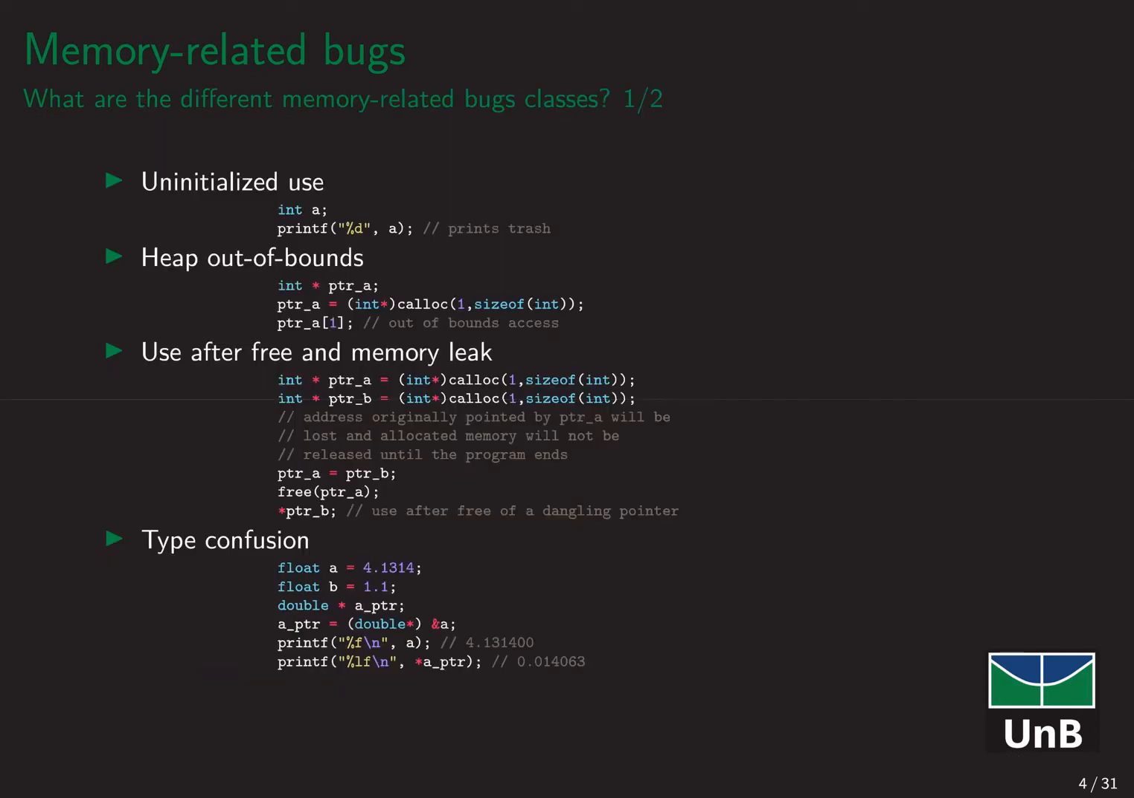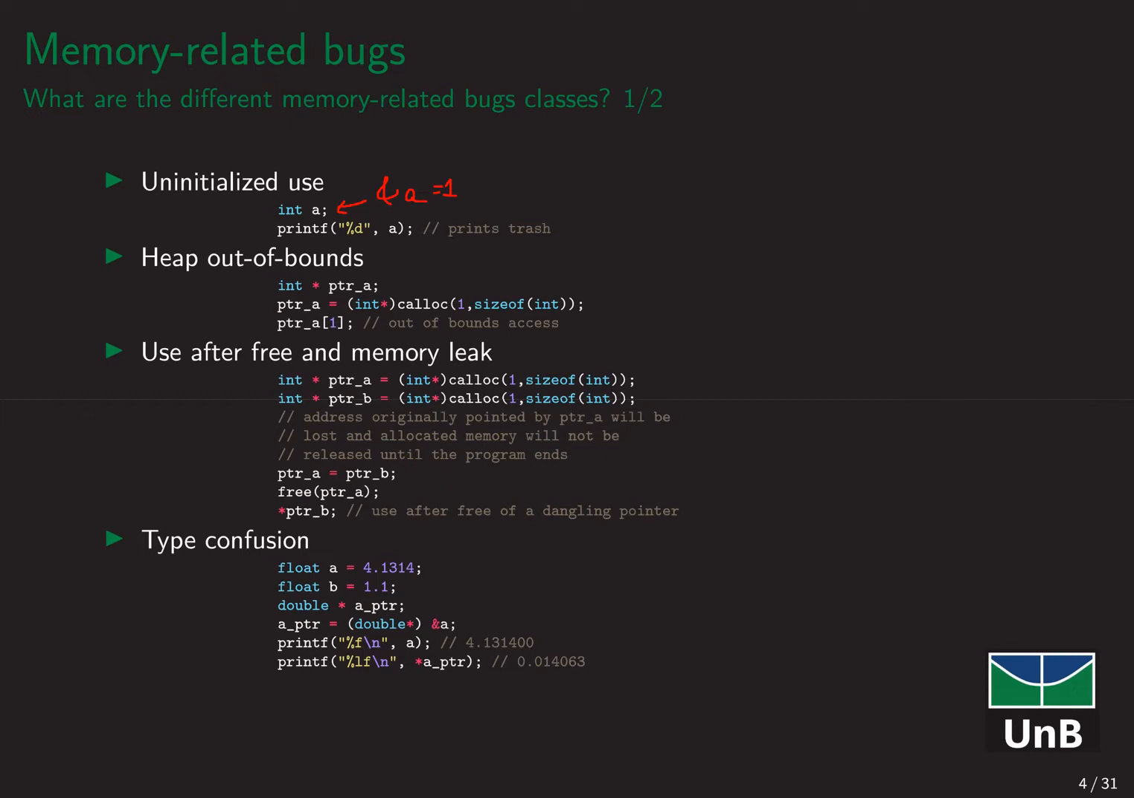The current slide has a few examples of the different memory bug classes. The first one is uninitialized use of memory. In this case, the variable is never initialized, so it may contain trash from a previous process. If the previous process has written a value of 1 to the same address, the value of a will be 1, even though it's a different process and completely different code.